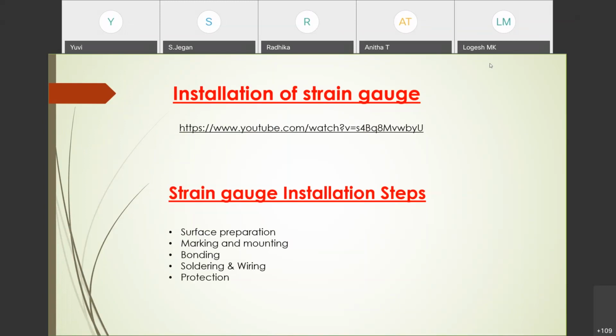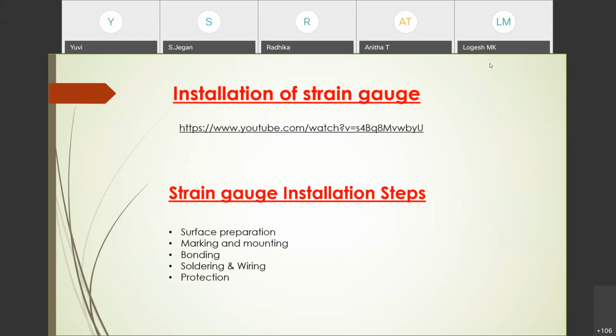First, we need to prepare the surface to paste the strain gauge. It must be prepared very carefully. While preparing the surface, make sure it is free from grease, oil, rust, and dust particles. It should be completely clean and smooth before installation of the strain gauge. Once the surface is prepared, we need to do the marking. We have to do the exact marking where we need to place the strain gauge. Once the marking is done, we need to bond the strain gauge.